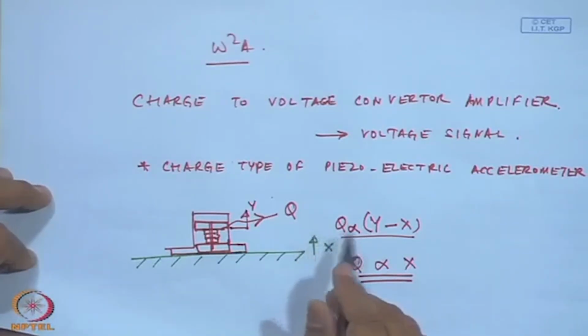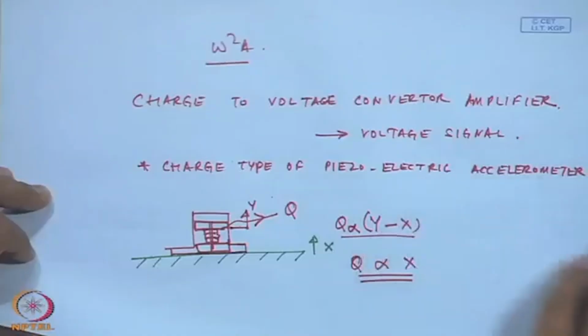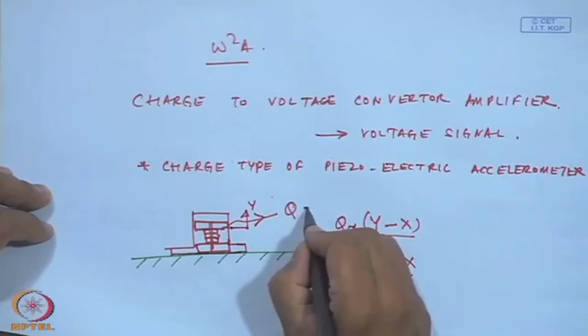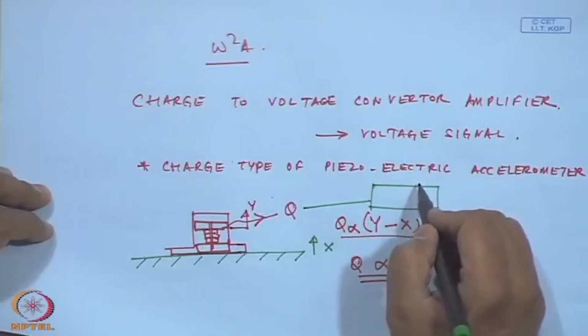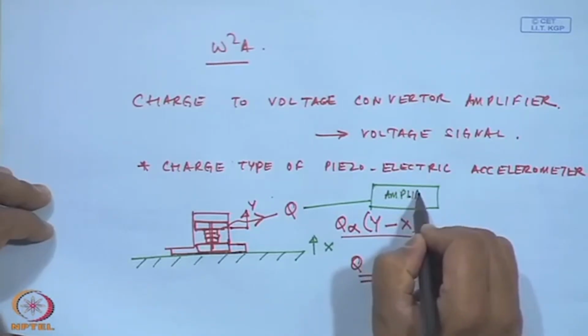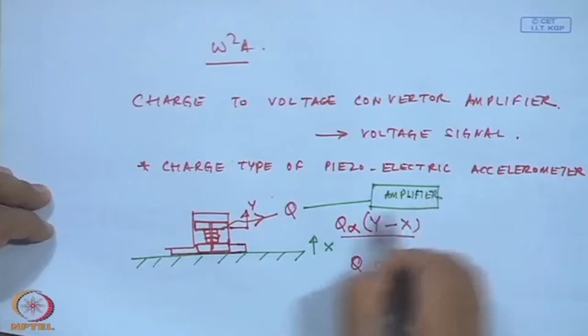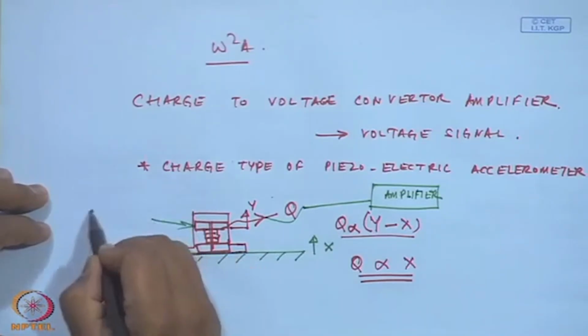So, once I get this charge, as you know, charge cannot be stored; charge will decay with time. So, immediately we have to have a circuit wherein this charge is converted to voltage. This is where a piezoelectric charge type accelerometer would require a charge to voltage amplifier. This amplifier is outside the accelerometer. The advantage of the charge type accelerometer is that this is a sealed unit.